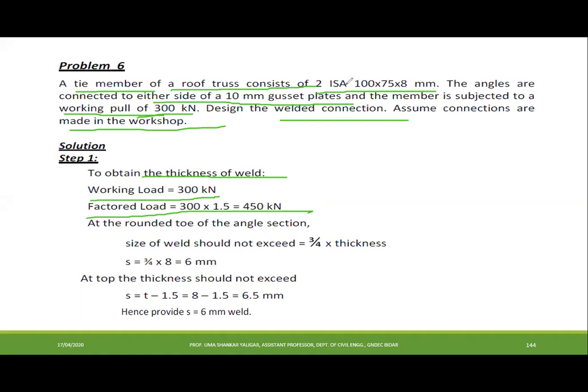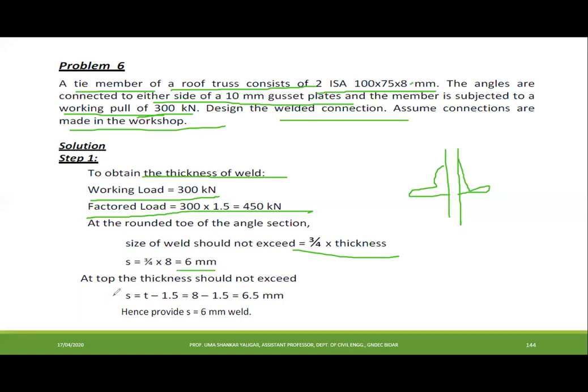As it is, two ISA angle sections are there, connected like this. Here the gusset plate is there, and here one angle section, and here also one angle section. At the rounded edge of the angle section, the size of the weld should not exceed 3/4 of the thickness. We have seen these formulas in the welded connection module 2. As per this formula, 3/4 of thickness. Thickness is how much? 8 mm. If you substitute this, you will get 6 mm.